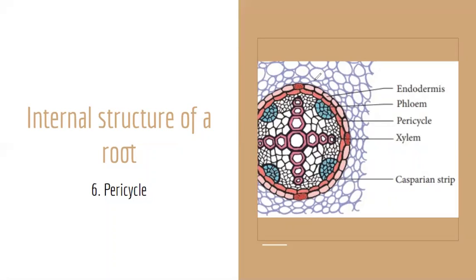And the next layer is pericycle. Pericycle is exactly after the endodermis, another layer of cells. So this is the second layer. It's called pericycle, which is the internal meristem and the part of the root involved in the growth of lateral roots.